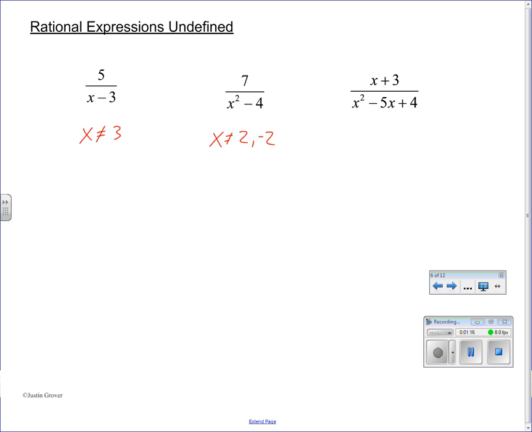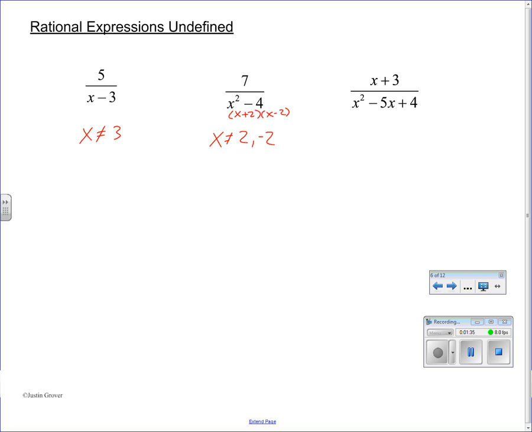Now, you might be able to just do that in your head. What numbers, squared, give 4, so that 4 minus 4 is 0. But you can also factor it, because it is a difference of squares, and look at each factor. What would make x plus 2 0? A negative 2. What would make x minus 2 0? A positive 2. And so x cannot equal those numbers.